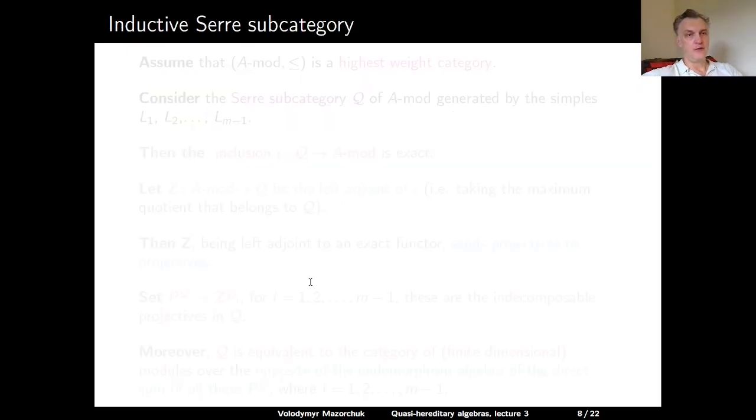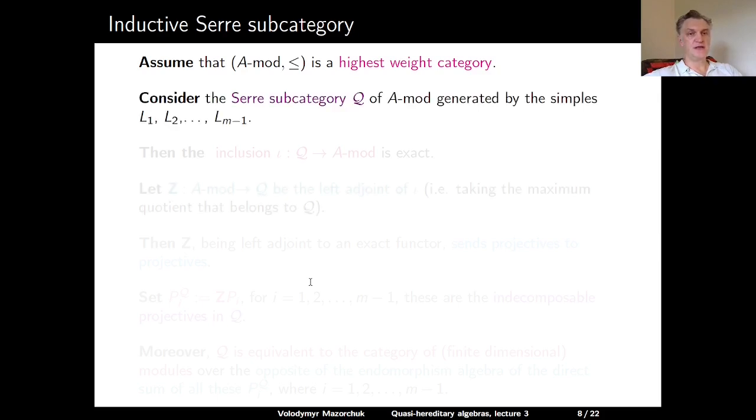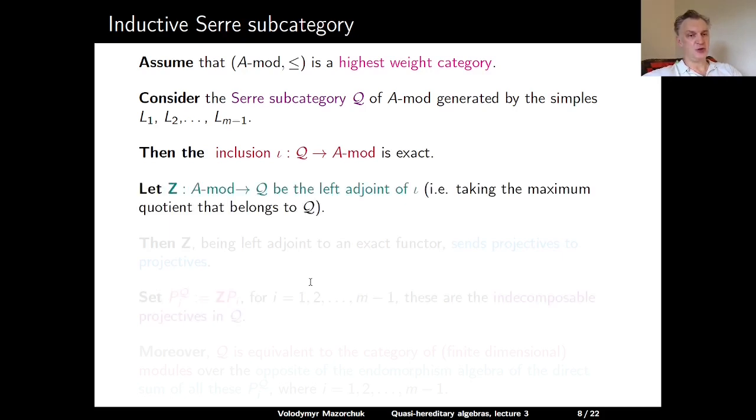Now, before we go forward, let us define a certain Serre subcategory of a highest weight category. Assume that A mod, with respect to our linear order, is a highest weight category. Consider the Serre subcategory Q of A mod, which is generated by the simples L1, L2, and so on, L(m minus 1). We just forget the maximal simple Lm. Then, of course, the inclusion of the Serre subcategory into A mod is exact, and so it has a left adjoint, which we denote by capital Z.